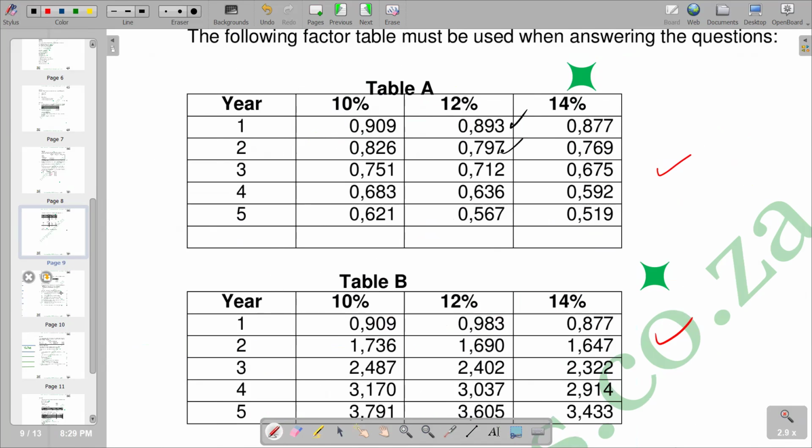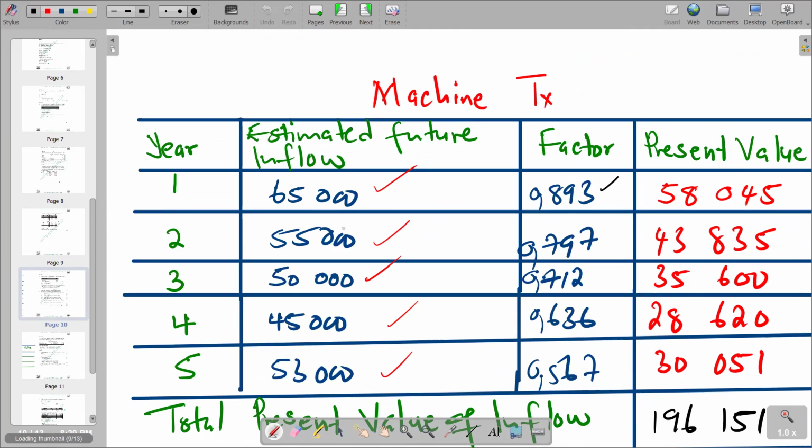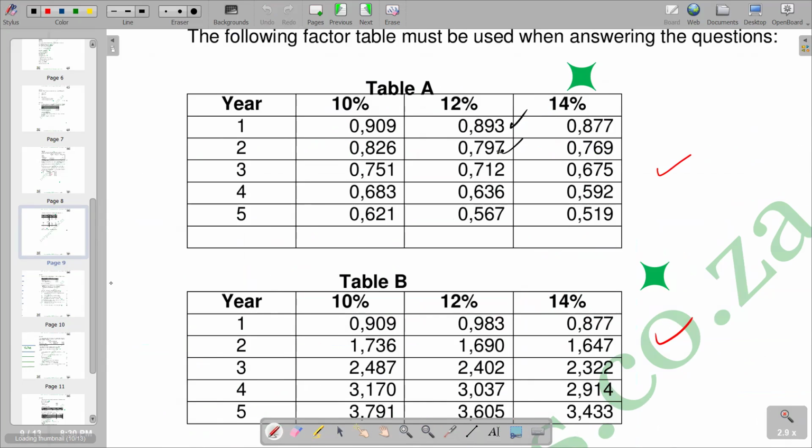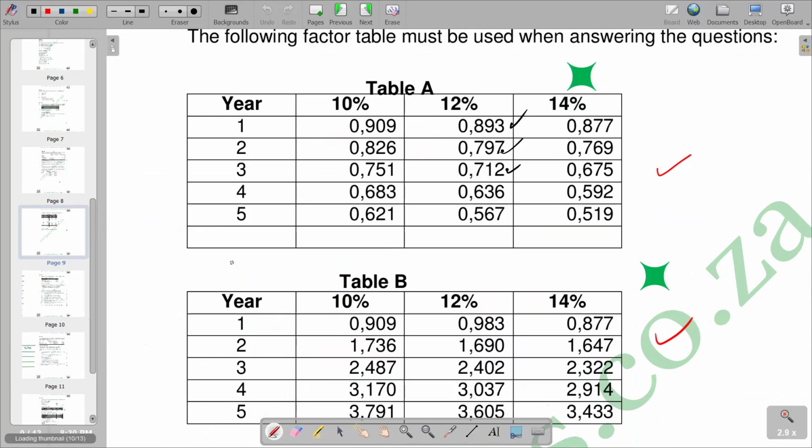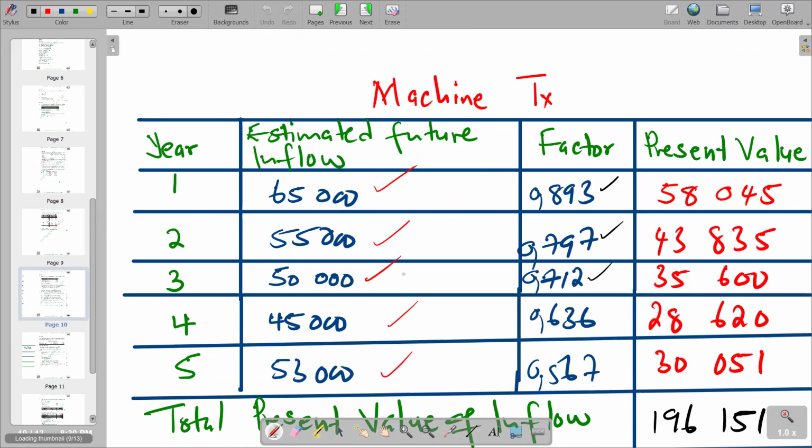0.797, which we also have entered here as 0.797. We go to the next part, year 3, 0.712, which is also entered as 0.712. We go to the next part, which is 0.636, for the fourth year, which is also indicated for the fourth year, 0.636.